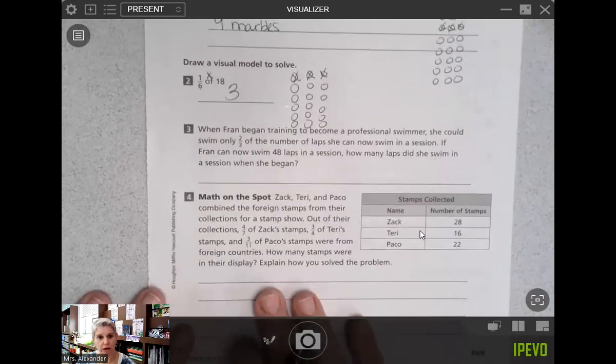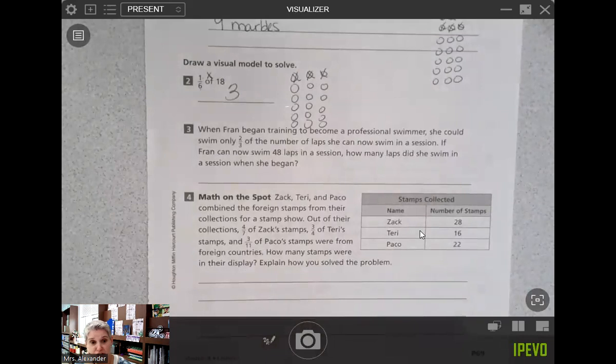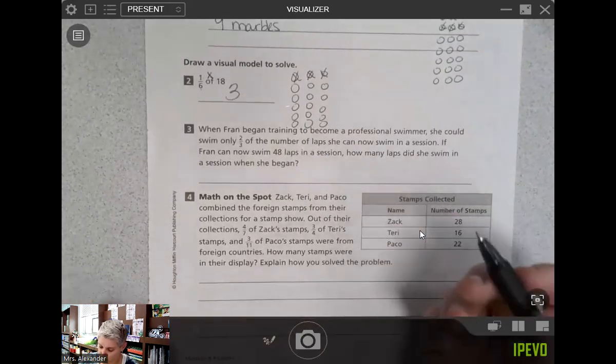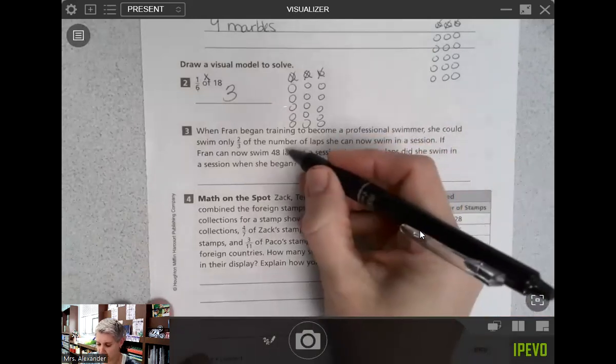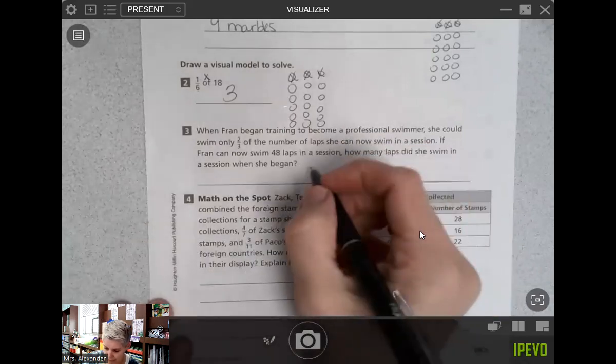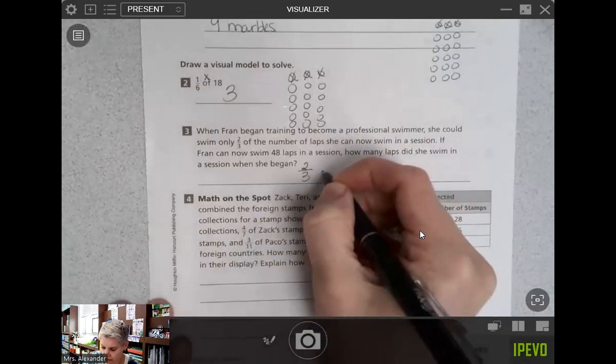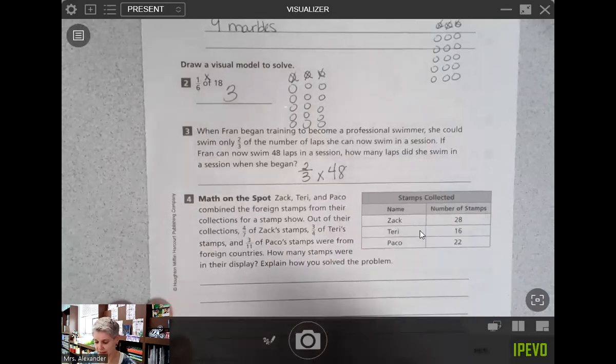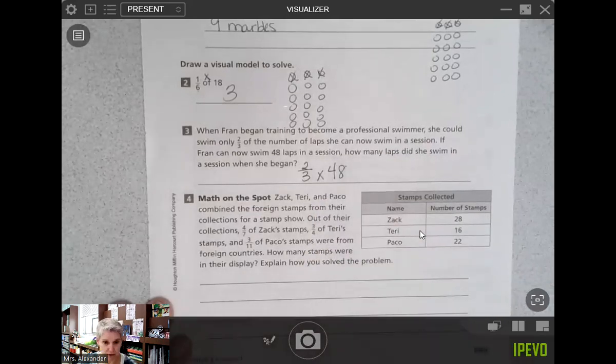Okay. When Fran began training to become a professional swimmer, she could only swim 2/3 of the number of laps she can now swim in a session. If Fran can now swim 48 laps in a session, how many laps did she swim when she began? So what we're really thinking is she could swim 2/3 of the 48 laps. That's a lot to draw out, so I'm not going to draw out the model here.